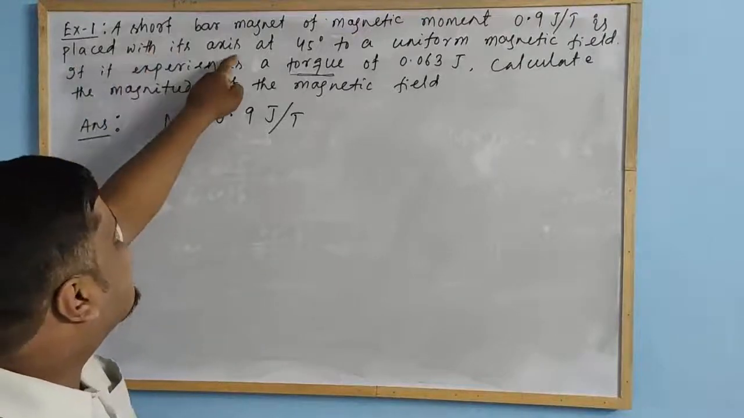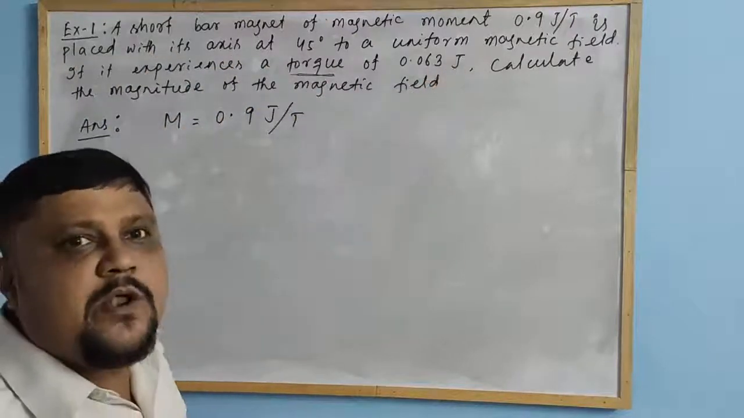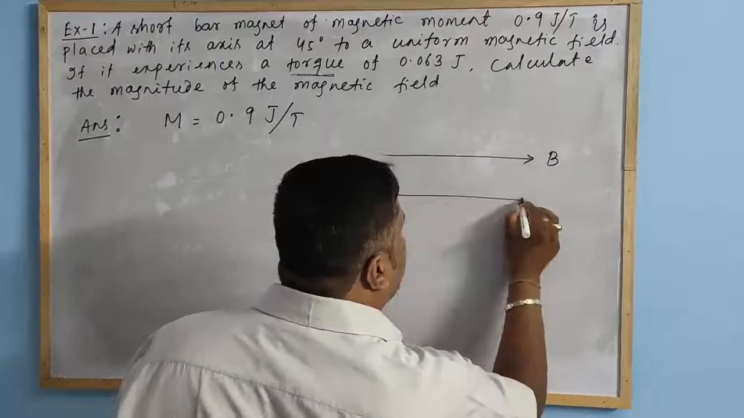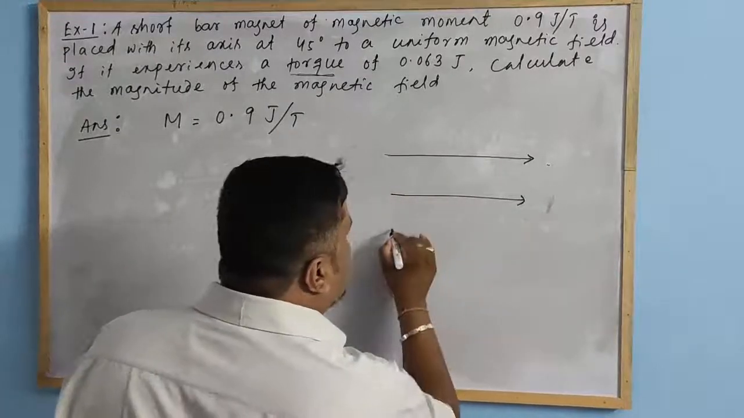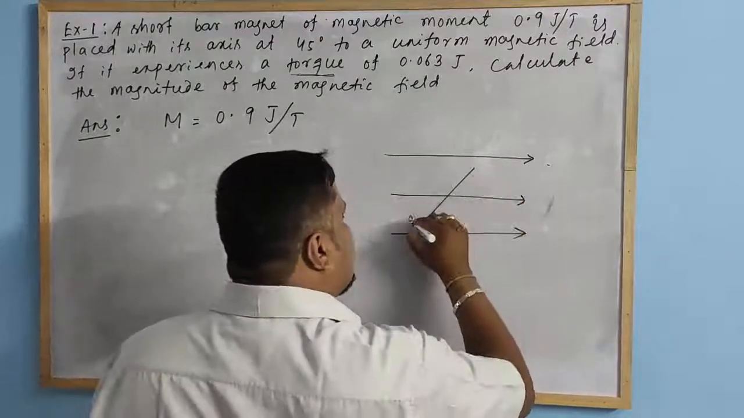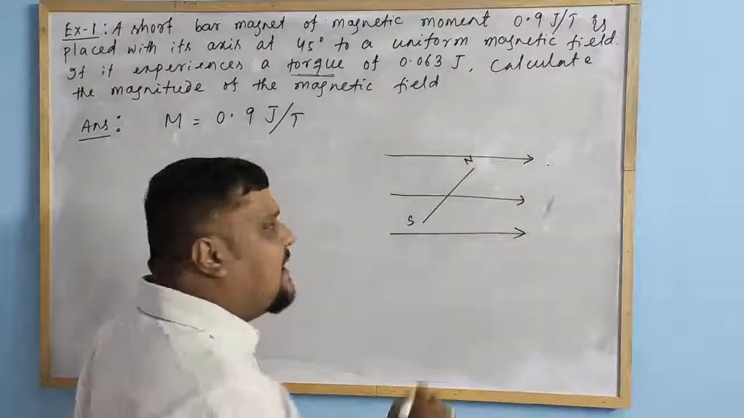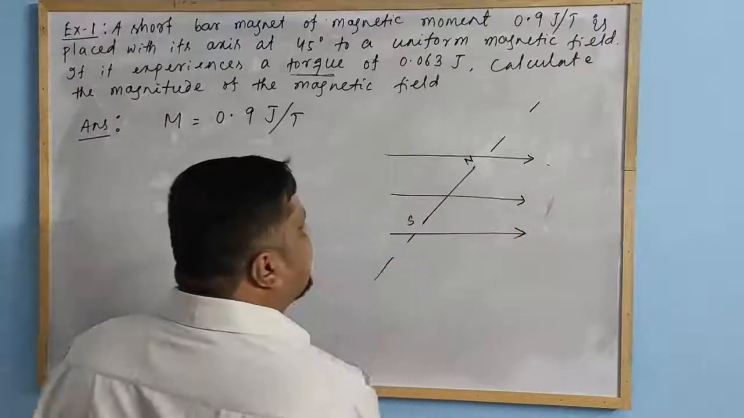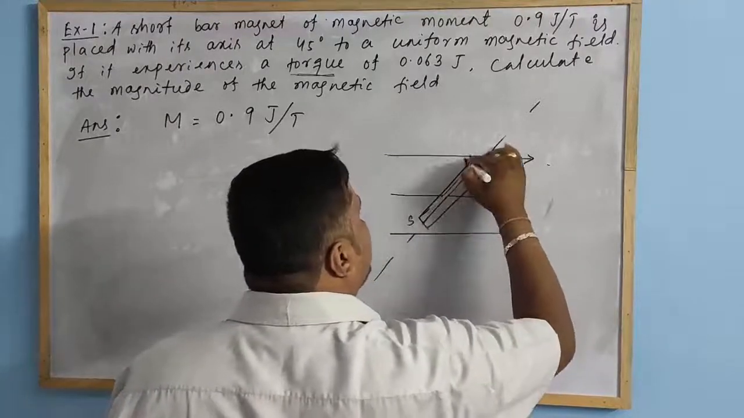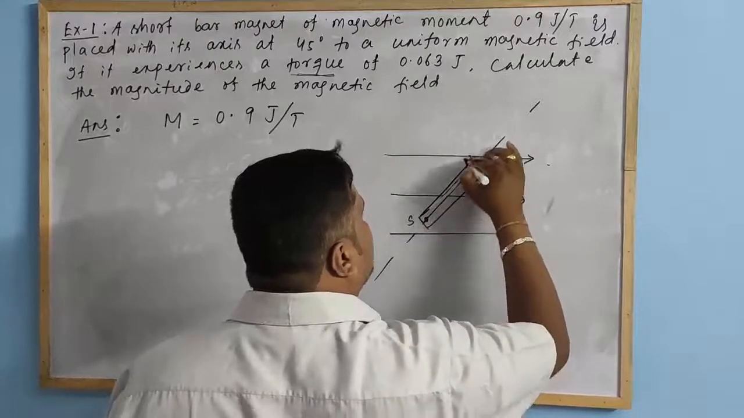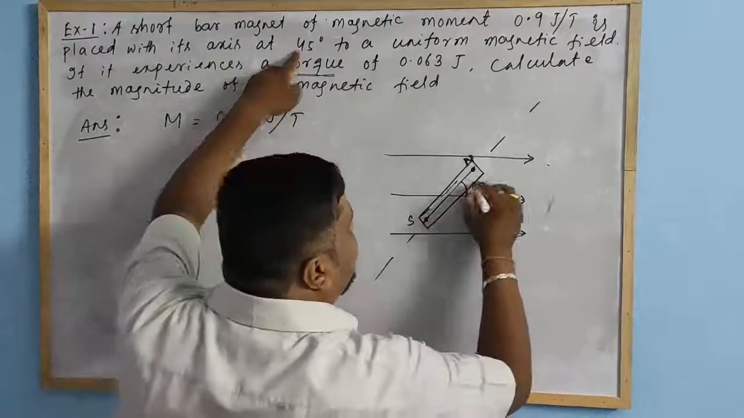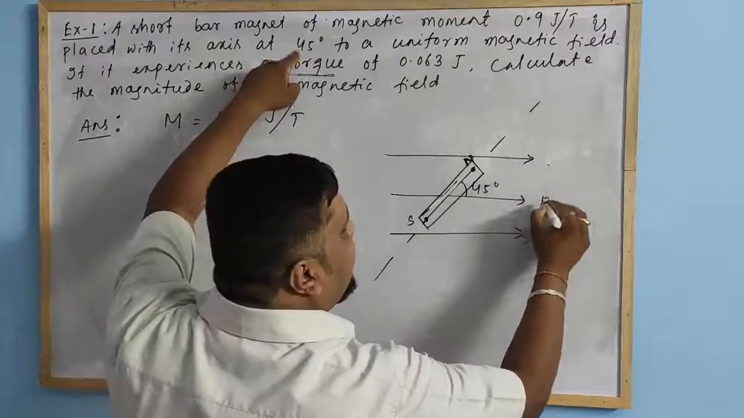It is placed with its axis at 45 degree to a uniform magnetic field. If you recall the torque acting, this is the magnetic field, which is a uniform magnetic field, which can be represented by equispaced parallel lines, and the dipole is placed like this. This is the south pole and the north pole of a short bar magnet, and this is the axis. This axis makes an angle of 45 degree with the magnetic field.